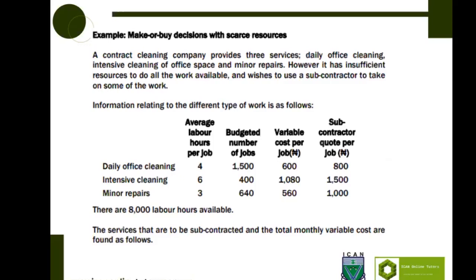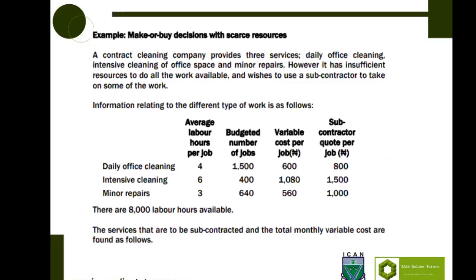We have daily office cleaning, intensive cleaning, minor repairs. There are 8,000 labor hours available. The services that are to be subcontracted and the total monthly variable cost are found as follows. Which one should we go for?